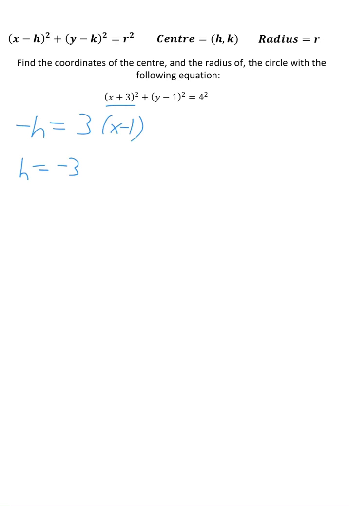And then with the y, we have minus k will be equal to minus 1. Again, multiplying across here by minus 1 because I want to get what k is, not what minus k is. So k then is equal to 1. That means my center now is (minus 3, 1). Then, just from looking at the equation, I can see that my radius is equal to 4. And that's the question answered.